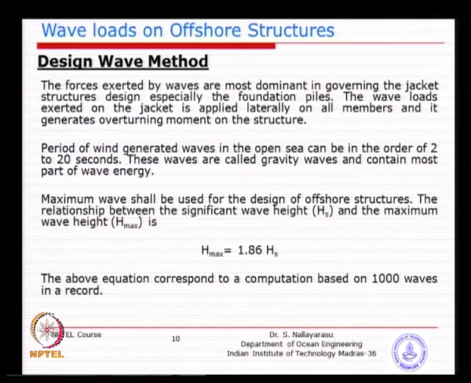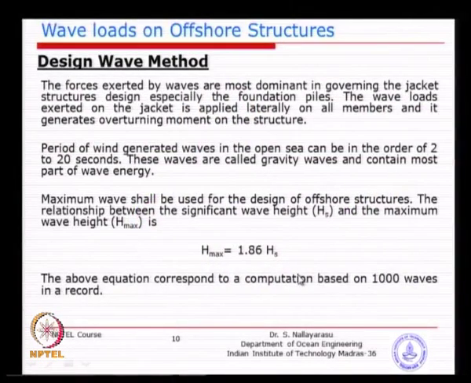So, the method of design in the design wave method is basically the design wave height. The maximum wave height that may occur needs to be extrapolated. Sometimes we do extrapolation, because you may not know what could be the maximum wave height, and basically the relationship between the significant wave height and the maximum wave height is 1.86. If you have 1000 waves in the measured record, depending on the storm duration that you have measured, typically you can vary this number. This is not a fixed number.